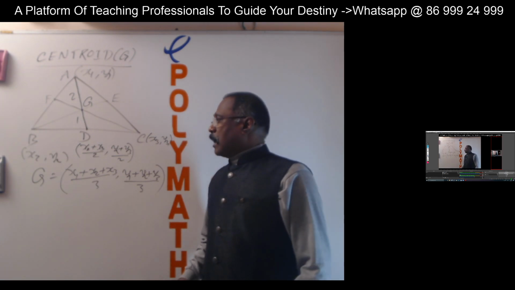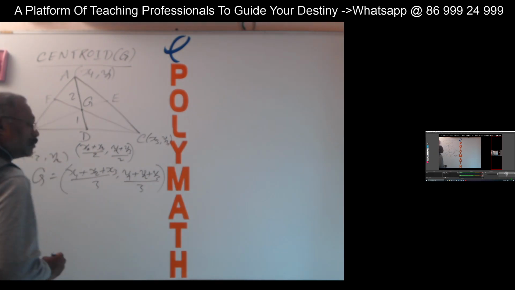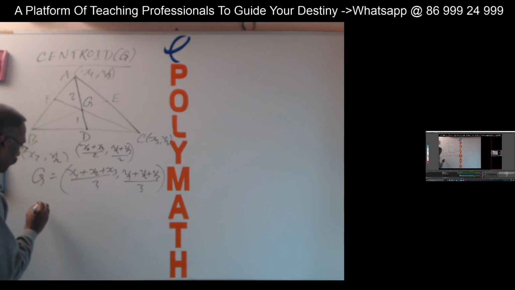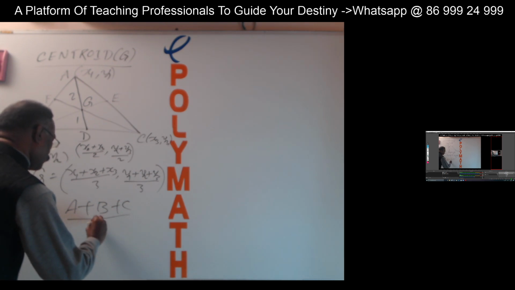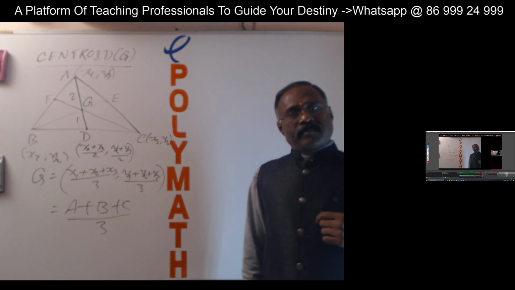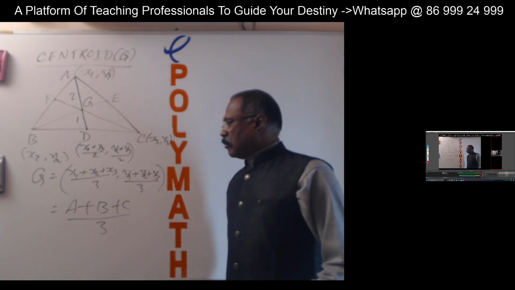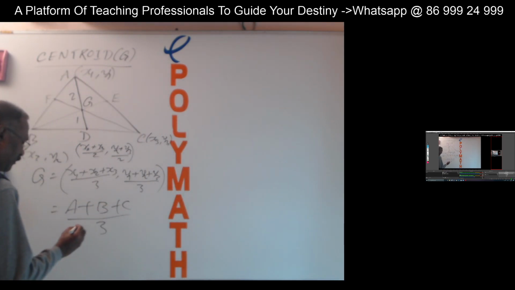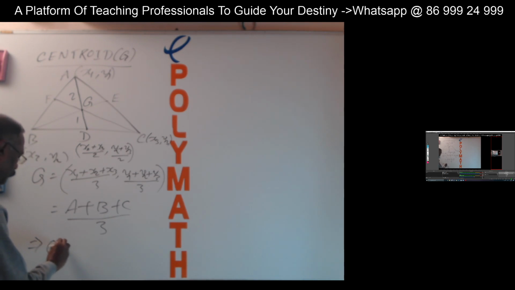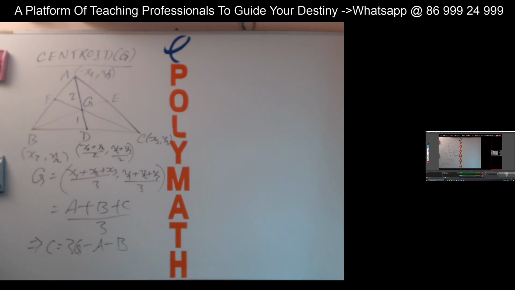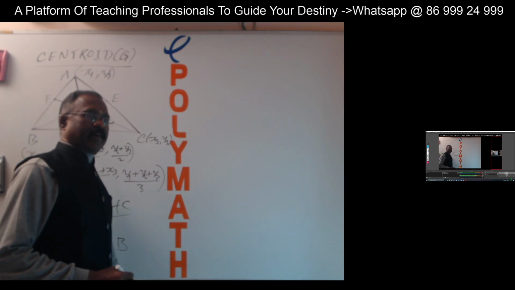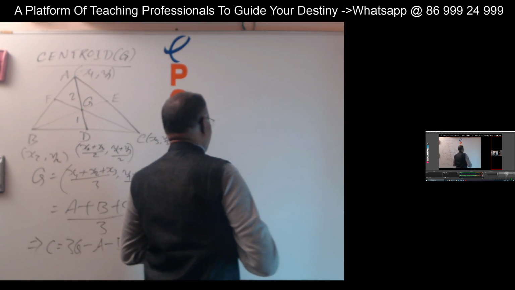So now, in the short form, it is nothing but a plus b plus c by 3. In the vector form also it is taken like that only, a bar plus b bar plus c bar by 3. Now if you want c, the c is nothing but 3g minus a minus b. That means in some problem it is given like this. I'll take a problem here.